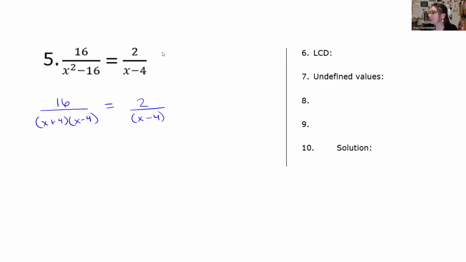So again, anytime you have to factor, look at what you already have. It's a good indication, a hint, and that's one of the factors. So you can use it to your advantage to help you factor. So the LCD is x minus 4 and x plus 4. We're going to have to multiply by the LCD. And I can identify my undefined values. What can x not be equal to? 4 and negative 4. We got to make sure that we double check at the end for our solution.